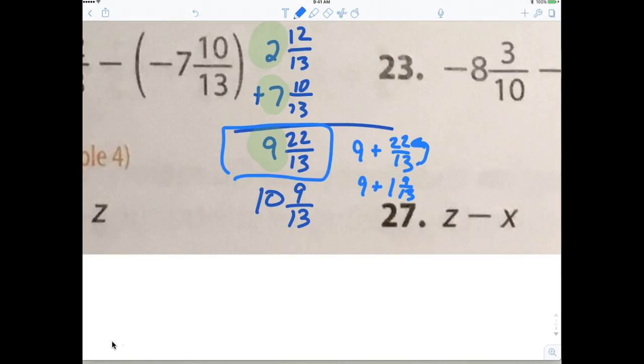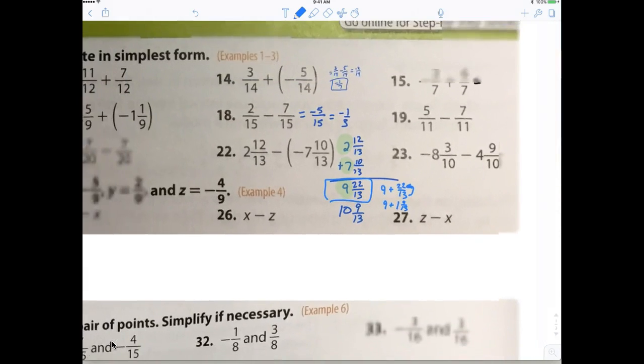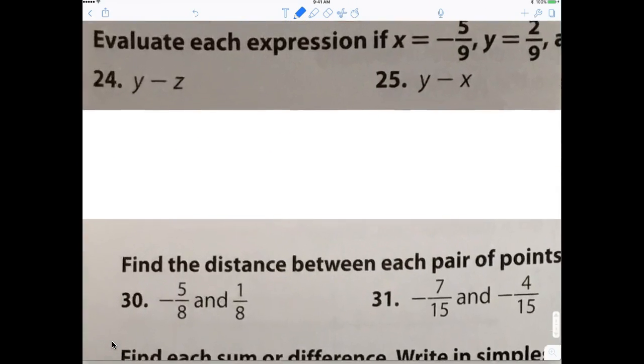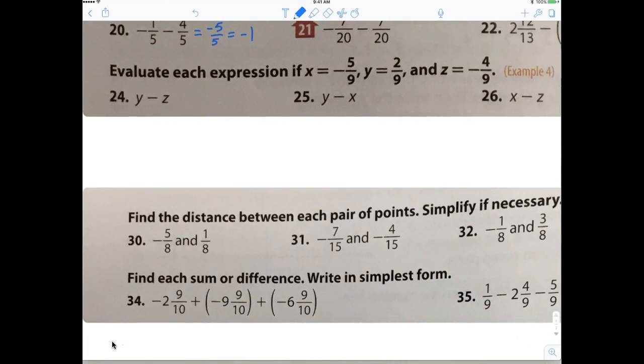All right? Now, that is 22. Now we're going to try 24. Now we're going to look at y minus z. Catherine, what's y? Y is 2 over 9. Minus negative 4 over 9, so that would be plus. Yay, that's how you should be saying it. Final answer, 6 over 9. Reduce it. So that would be 2 over 3. Look, guys, it should be that simple for you.